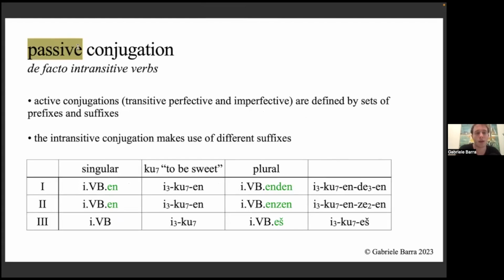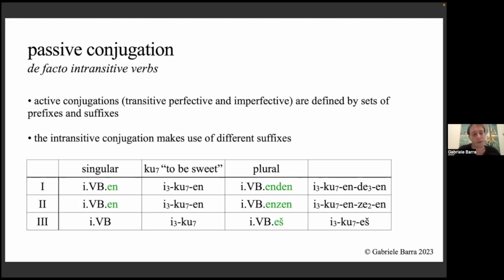So another thing we have not seen yet is the passive conjugation. So far we have only been dealing with active verbs. So I have done, you have done, I will do, but never I was done or I was built, it was conquered. So how do you do that? We have seen all the active conjugations: the transitive, perfective and imperfective, which we know are defined by different sets of prefixes and suffixes. And we also know that there is another conjugation, the intransitive one, which does not change from hamtu to maru. It's always the same.